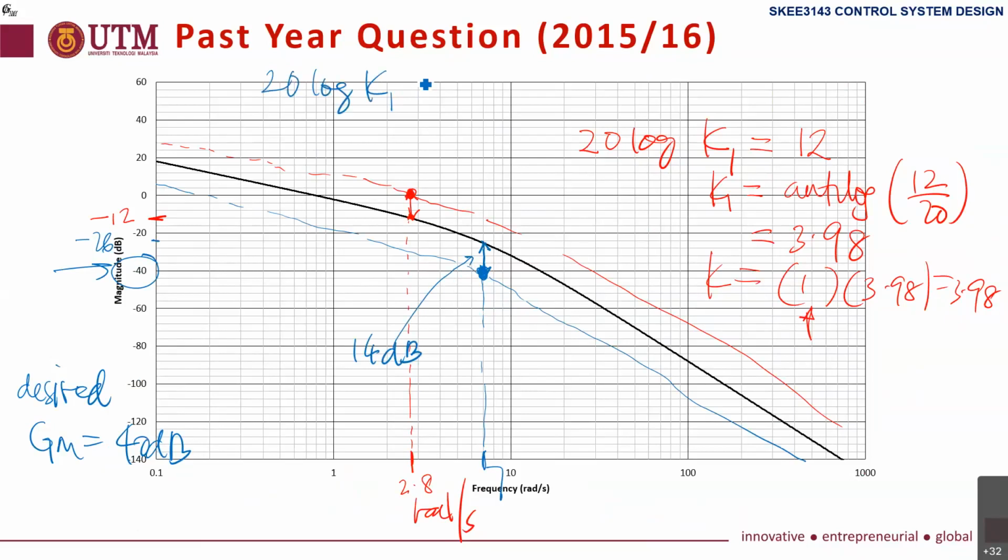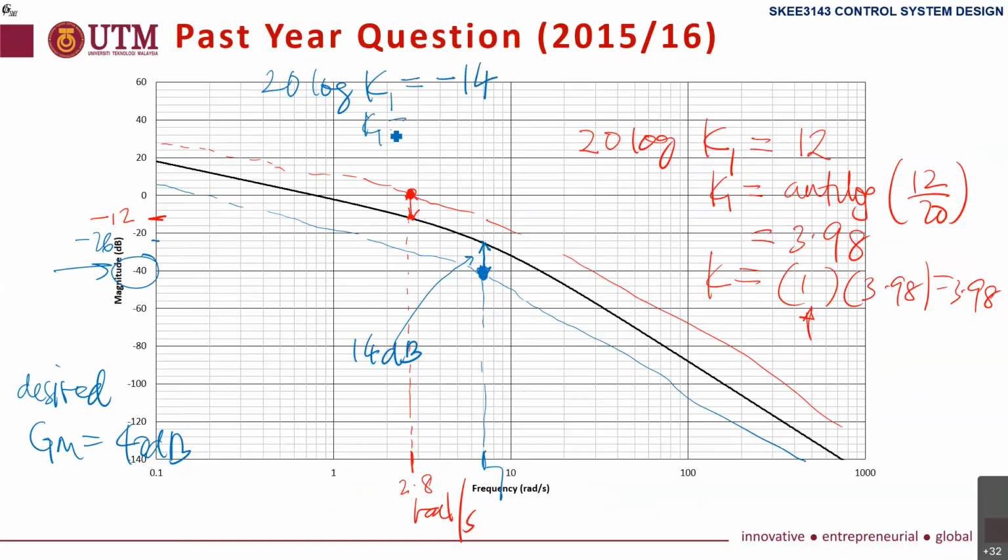K1, I use K1. But now we want to reduce. That means minus 14. We reduce from 26 to 40. So we reduce by 14, minus 14. So when we reduce, we will use a smaller K.